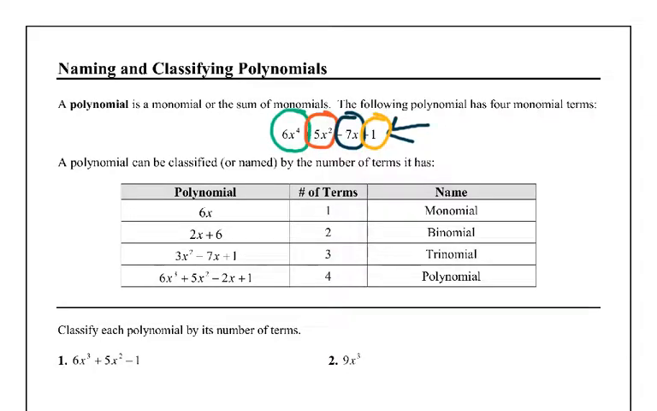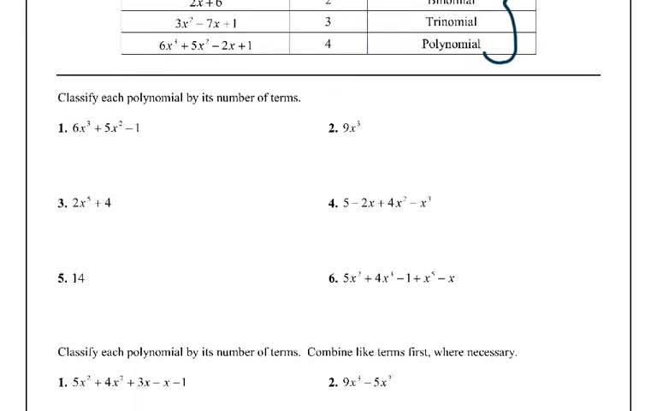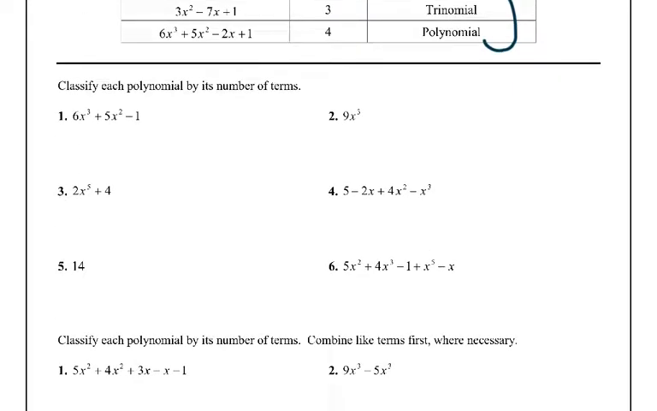If you look at this table right here, it tells you how to name a polynomial. If you have one term, it's called a monomial. 2 terms, binomial. 3 terms, trinomial. And anything after 3 is simply known as a polynomial. So if it has 5 terms, it's just a polynomial. What we're going to look at first is to classify each polynomial by its number of terms. All you have to do is count the number of terms that you see, and that's going to tell you what to name it.